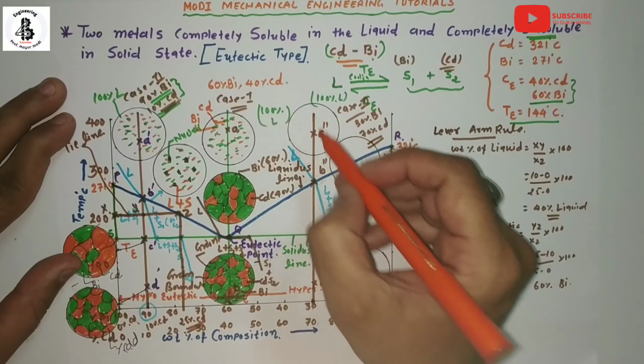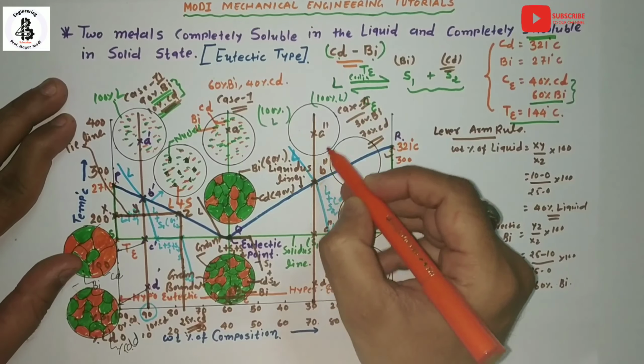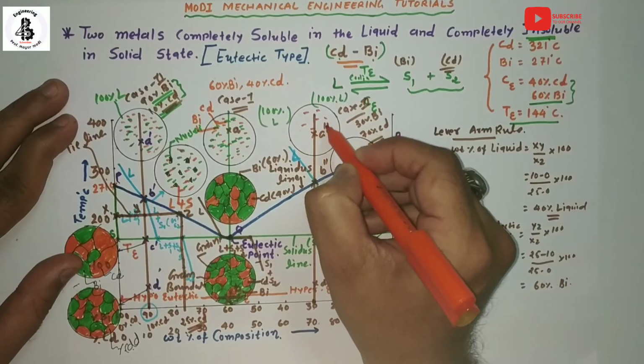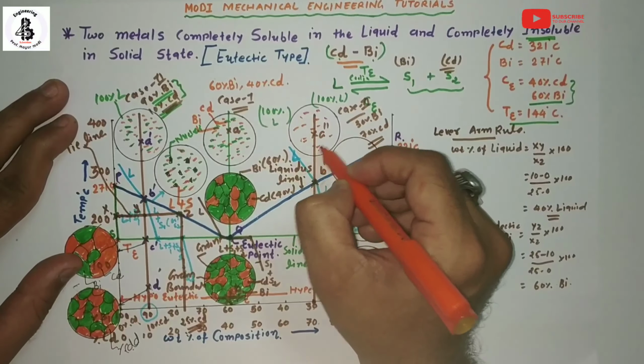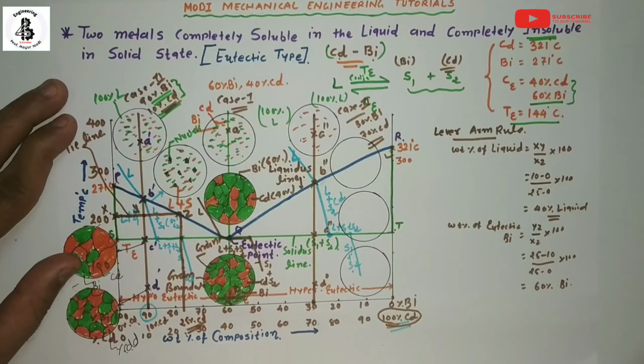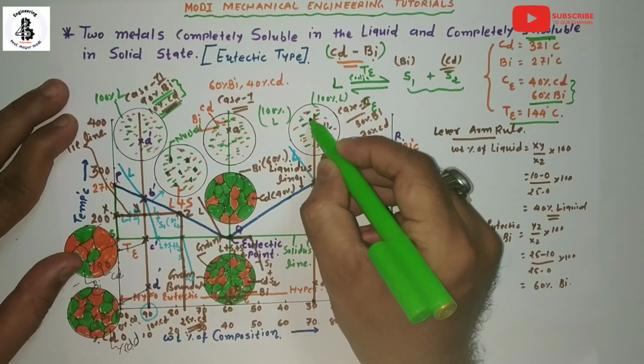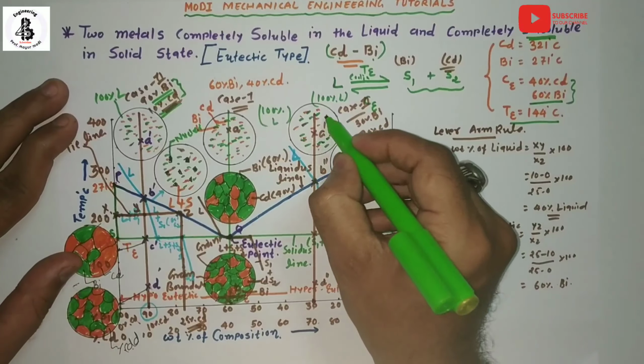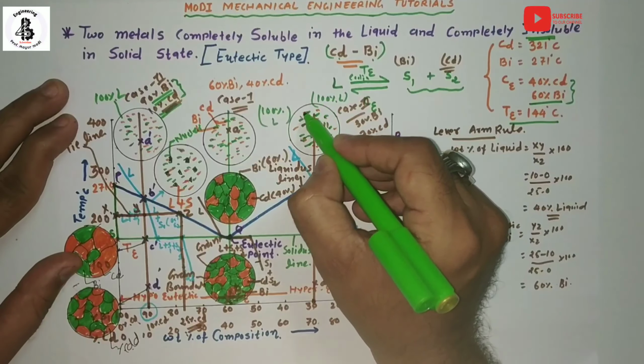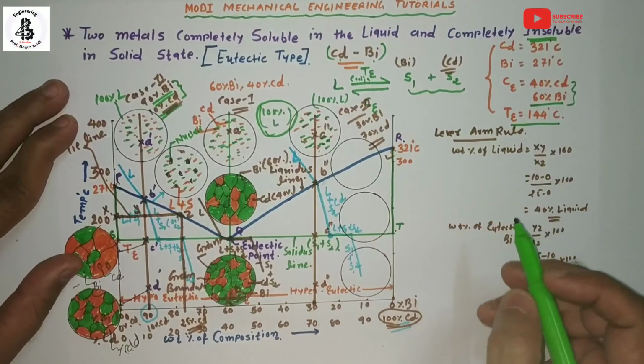For A dash, it is just above the Liquidus line, so it is a 100% liquid of cadmium and bismuth. You can see that this is the bismuth. Now it will be for cadmium. Here it is the enrichment by cadmium, so it is 100% liquid.